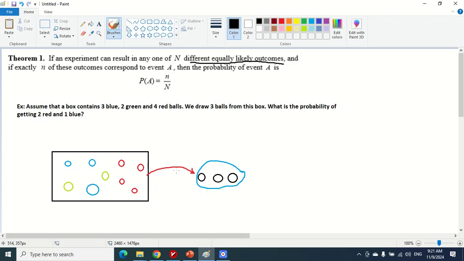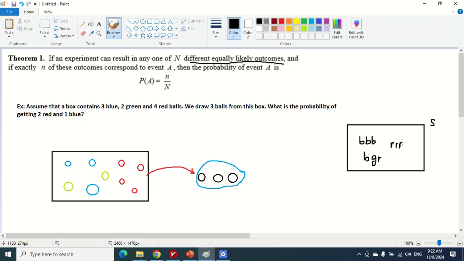Our sample space contains all possible outcomes. If I name it the sample space, then the sample space contains all possible outcomes. For example, this sample space contains blue, blue, blue. So this is one case where all of the balls that come out are blue. Another one is blue, green, red, for example. Another one is red, red, red.